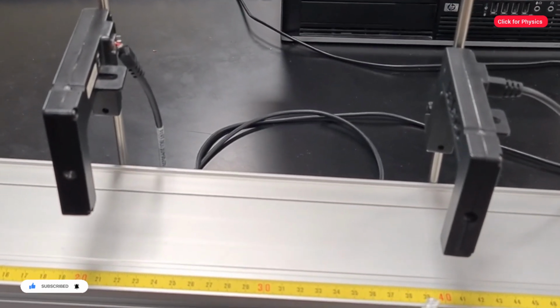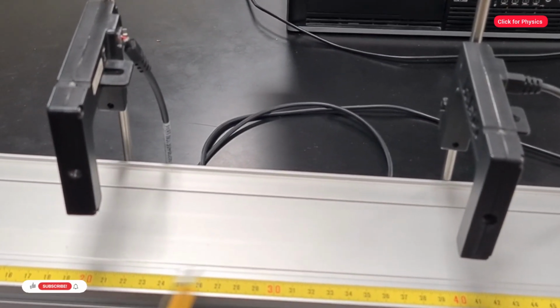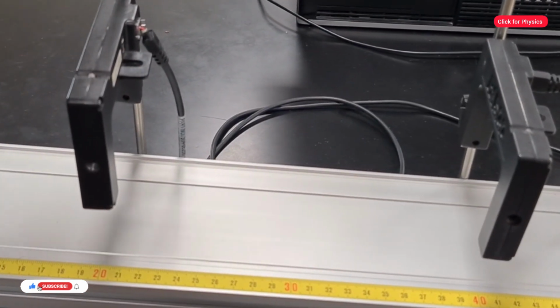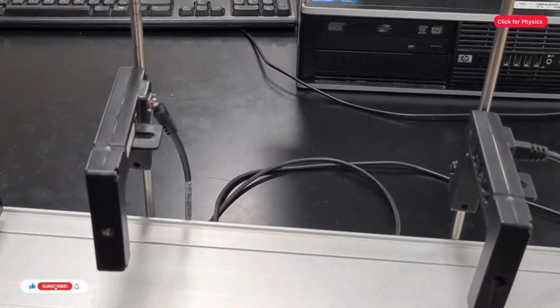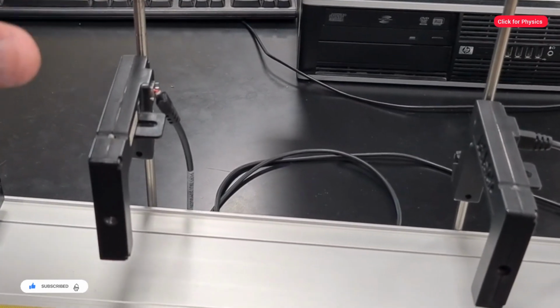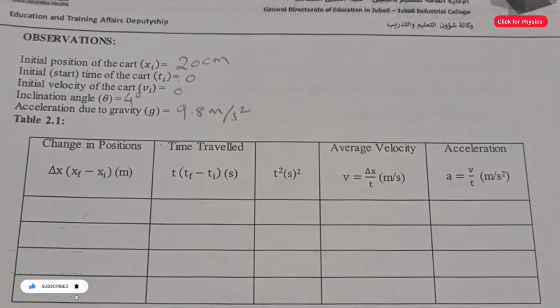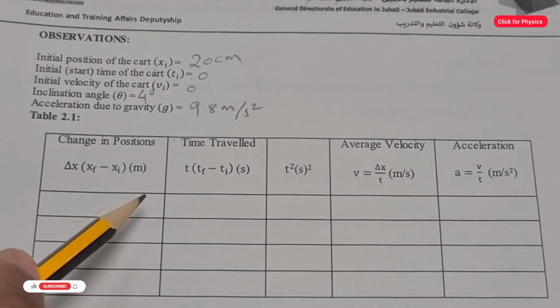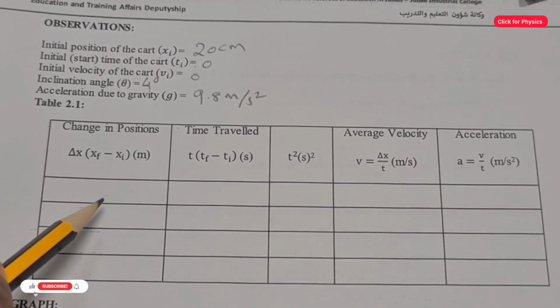So displacement is nothing but final position minus initial position. We will get 20. So I am going to keep the initial location of the cart, which is our photo gate 1, as a constant at 20. Now I am going to explain for only one data. In the similar way, you have to complete the remaining.